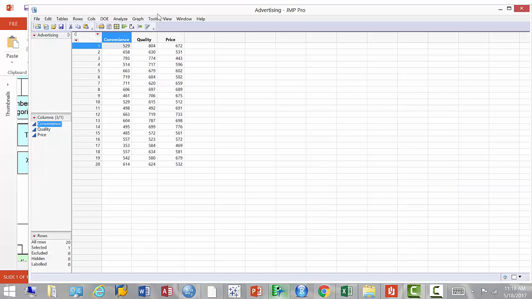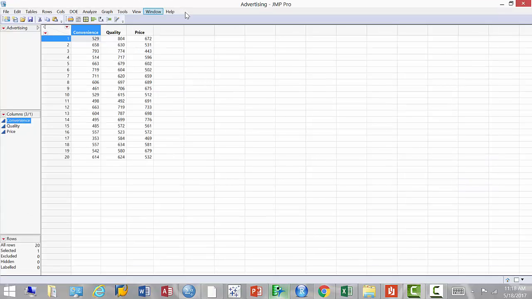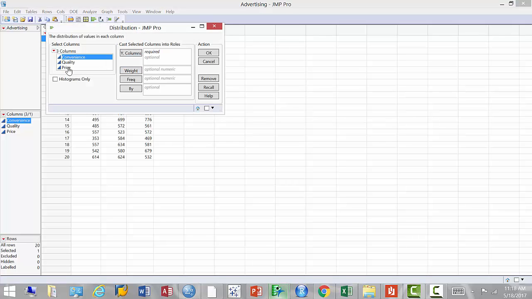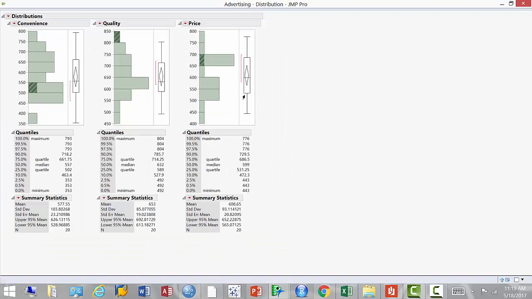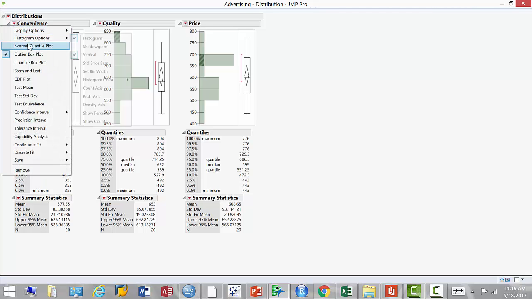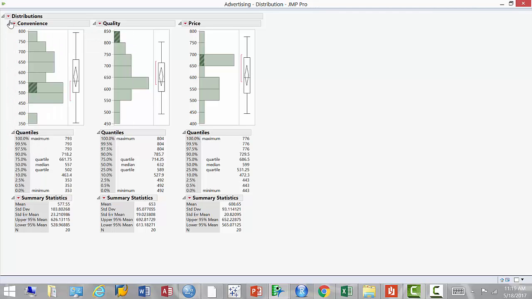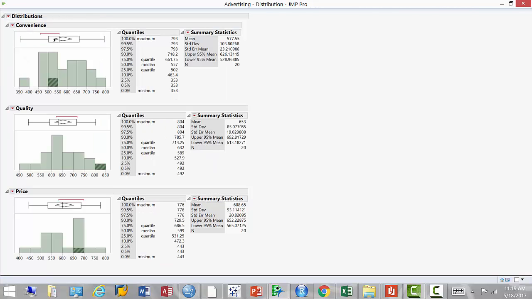I'm going to go back to the data, and remember how we tested normality. We want to look at the distribution of our samples. That's number one. So, I'm going to pick all of them, so that I see them all in one window. What do you think, you guys? Let's make it stacked.